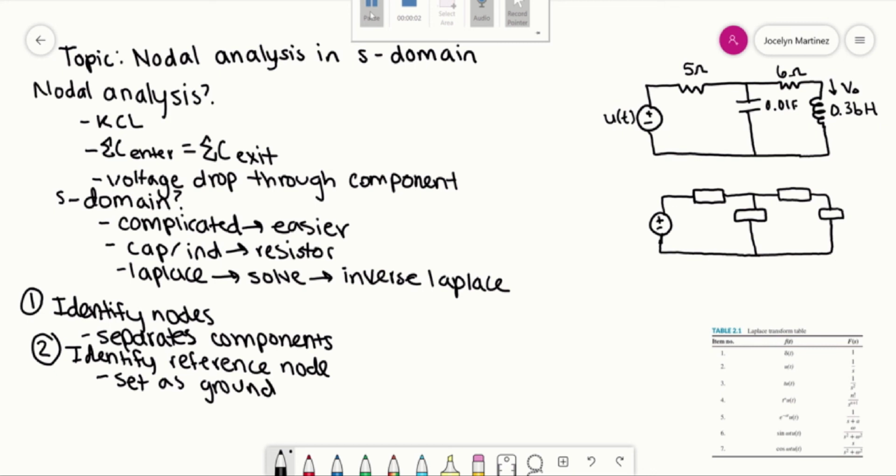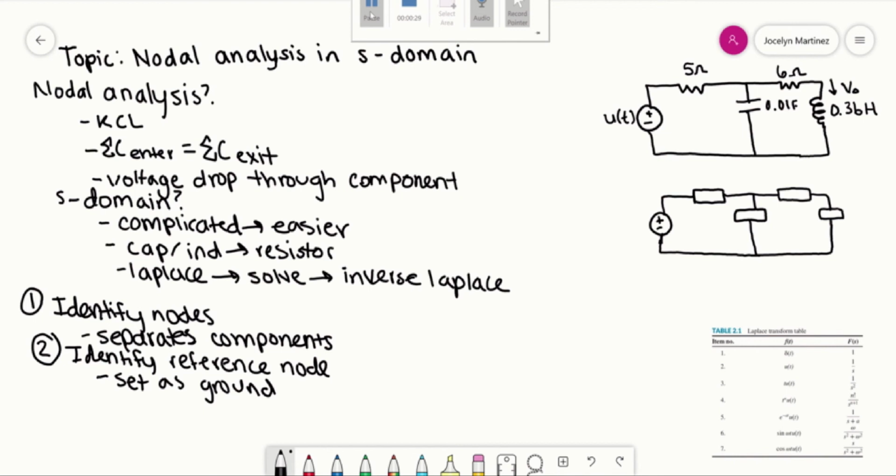Hey guys, for today's topic, we'll be using nodal analysis in the S domain to solve a circuit problem. So what exactly is nodal analysis? Nodal analysis is the application of KCL to find a voltage drop through any component. KCL states that the sum of the currents entering a node must equal the sum of the currents exiting a node. You also might be thinking, why would you change a T-domain circuit into the S-domain circuit?